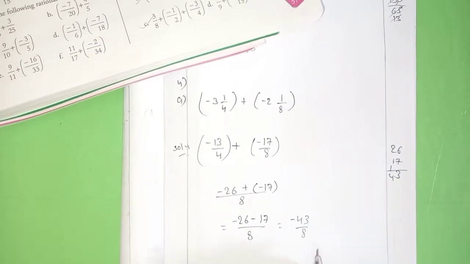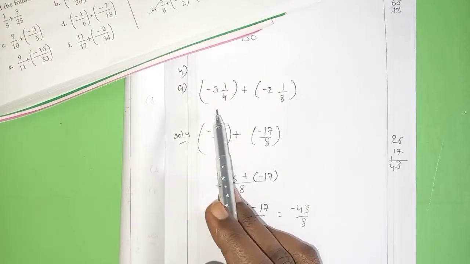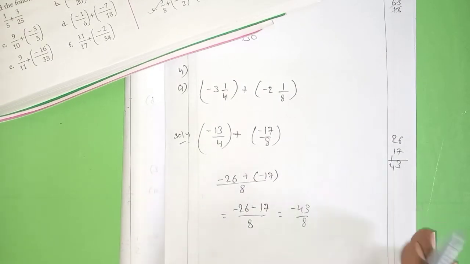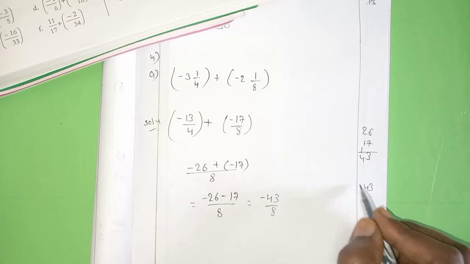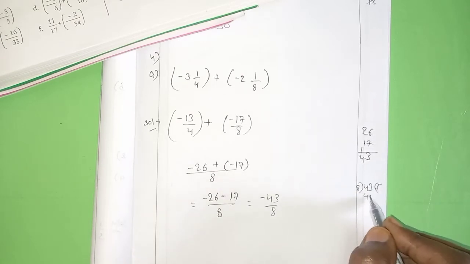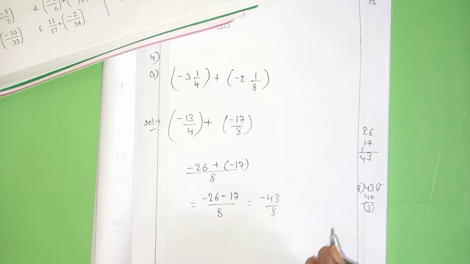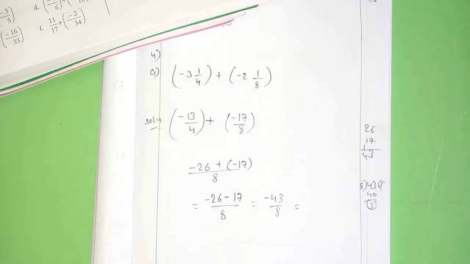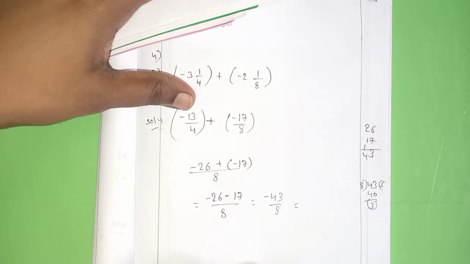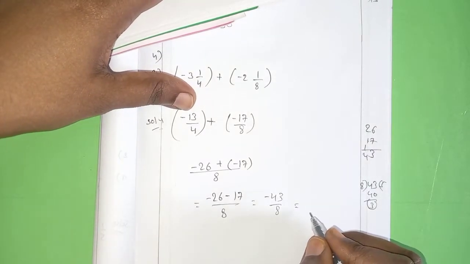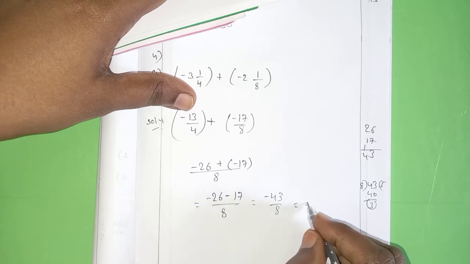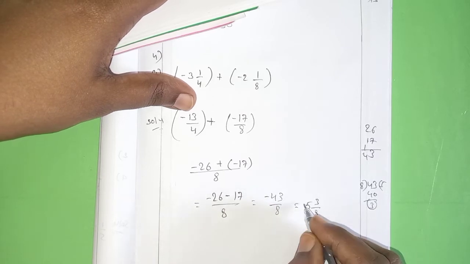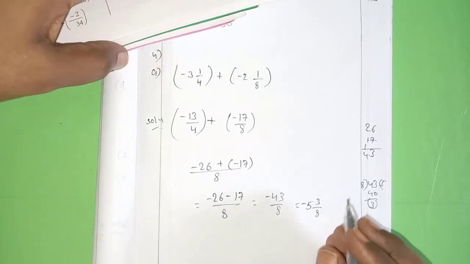But how did they give the question? They gave it in the form of a mixed fraction, no? So let us convert the answer into a mixed fraction. 8 5s are 40, and 43 leaves 3. So how to write it? Minus 5 3 by 8.